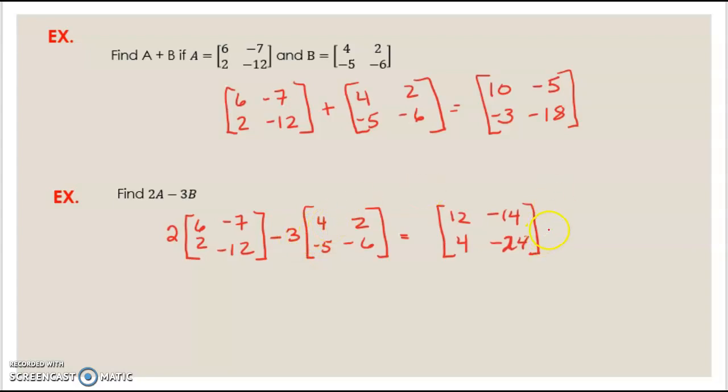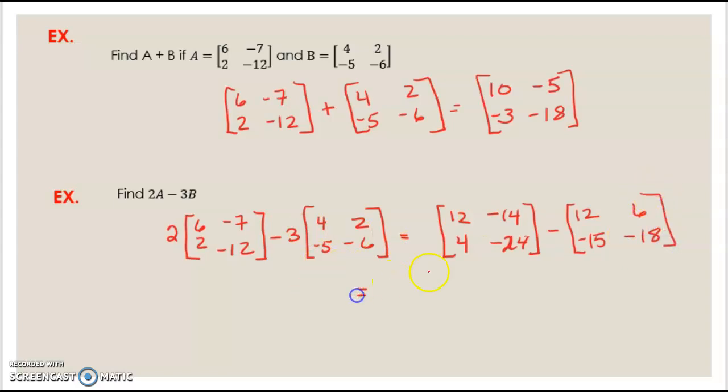Minus 3 times, well, we'll do the minus and then I'll just do 3 times 4 is 12. 3 times 2 is 6. 3 times negative 5 is negative 15. And 3 times negative 6 is negative 18.